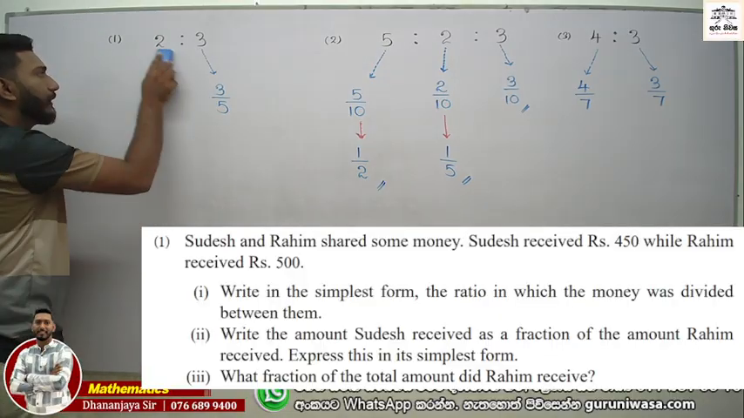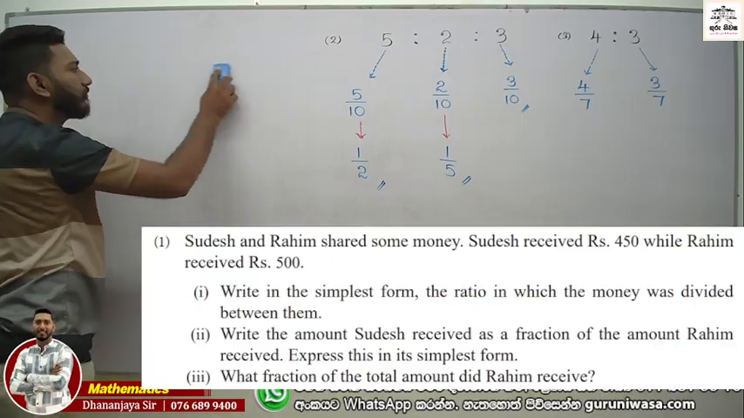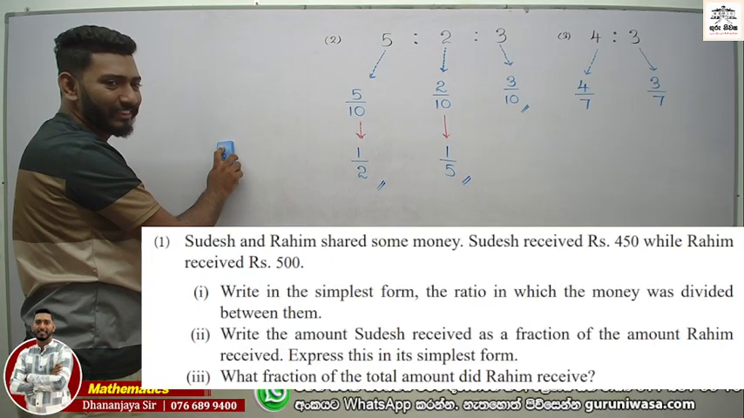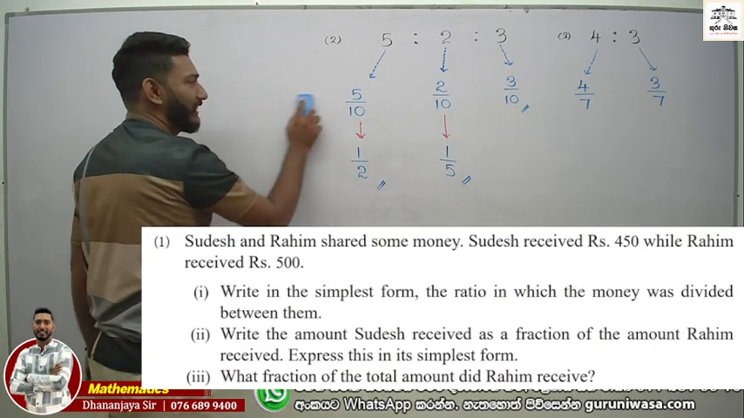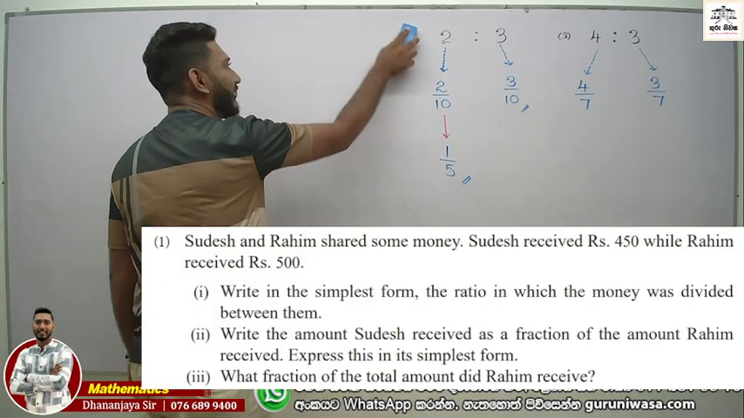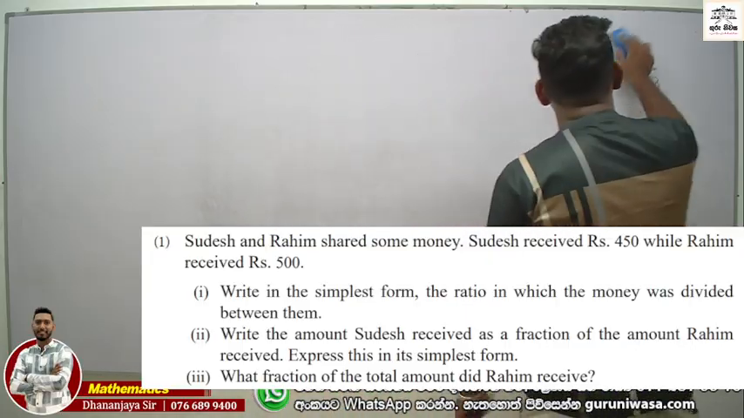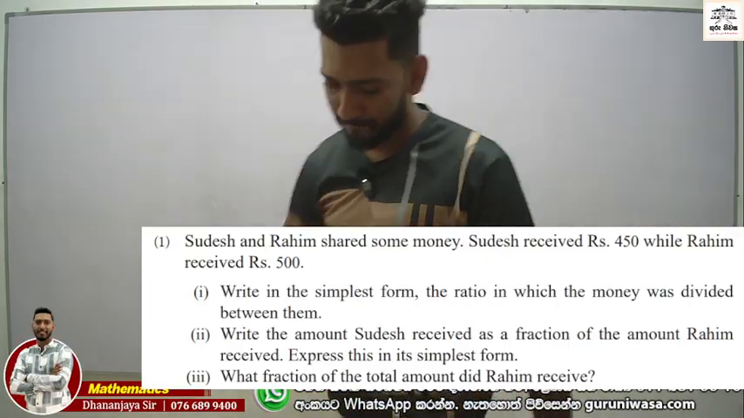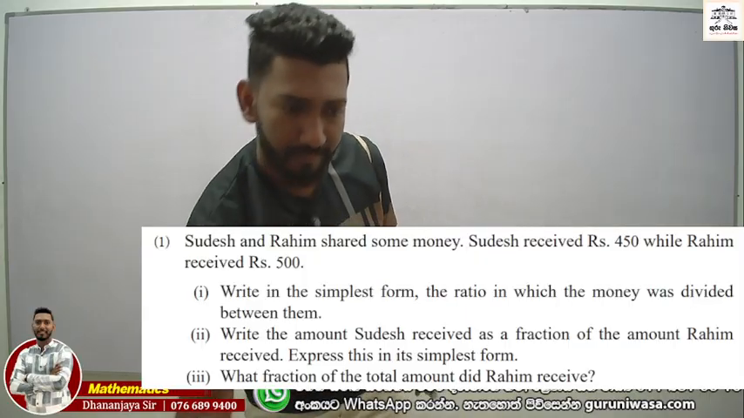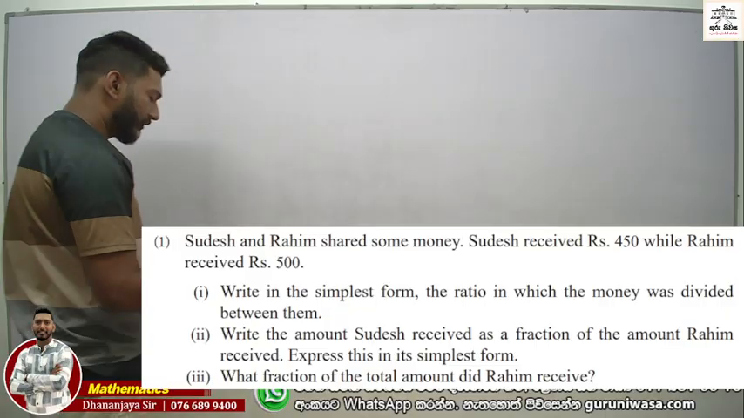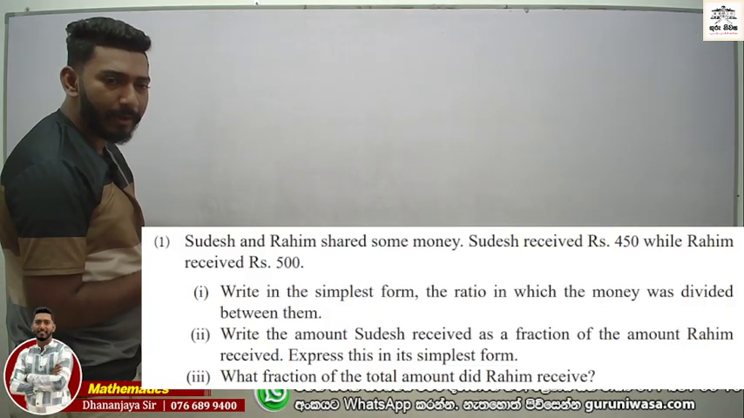Now, Imanka, can you read this one? Sudesh and Rahim shared some money. Sudesh received rupees 450. Right. So, Sudesh and Rahim.